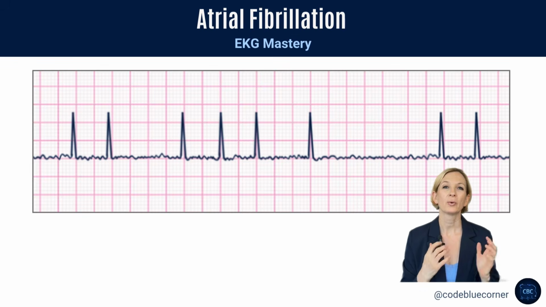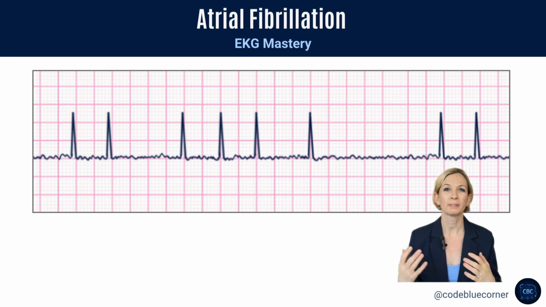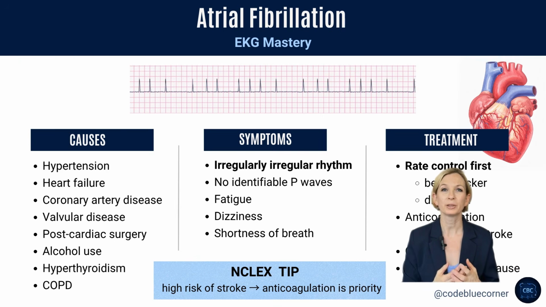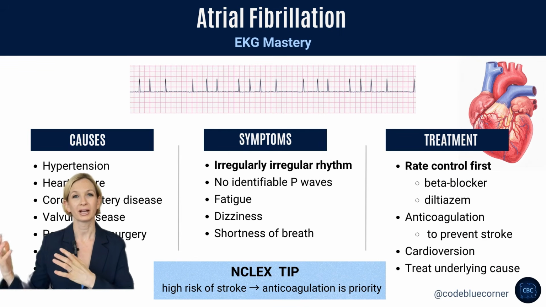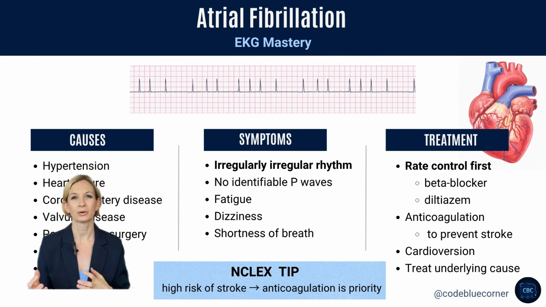The atria are quivering instead of squeezing effectively, so there are no clear P waves. And the rhythm is irregularly irregular. Blood can pool in the atria and form clots. This puts the patient at risk for a stroke. Treatment often includes rate control with a beta blocker or a calcium channel blocker and anticoagulation to prevent stroke.